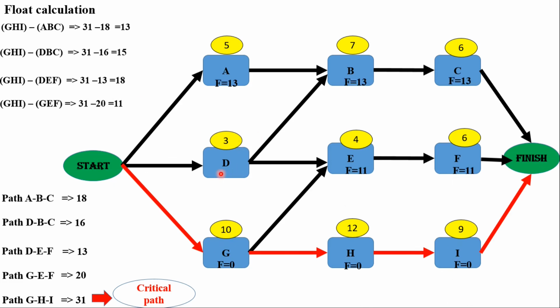But what about the float for an individual activity? Let's say, for example, what will be the float for D? The float for D is different from the float for A, the float for B, and the float for C. Since activity D is on both path DBC and DEF, we take the smaller of the floats from DBC and DEF. So the smaller of 15 and 18 will be 15. So this is how we calculate float.